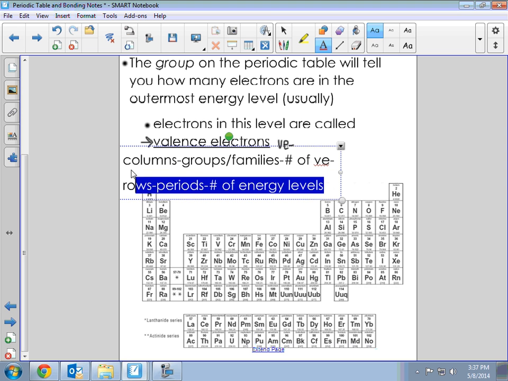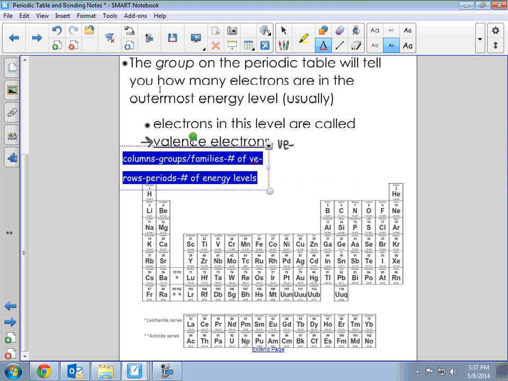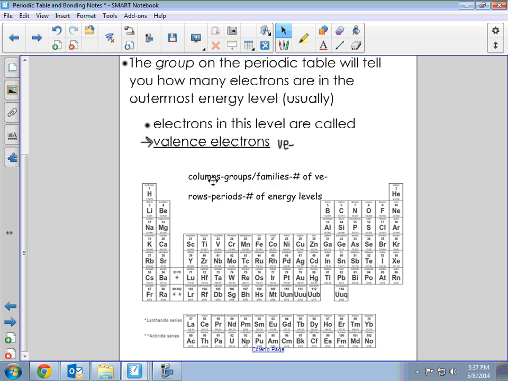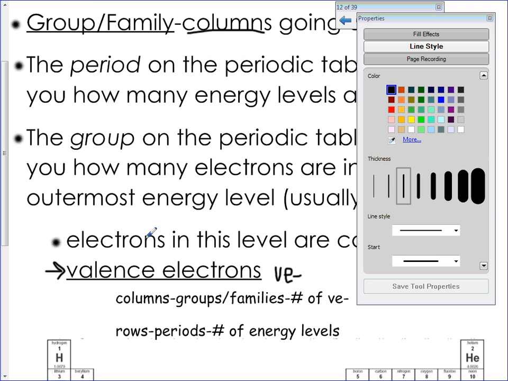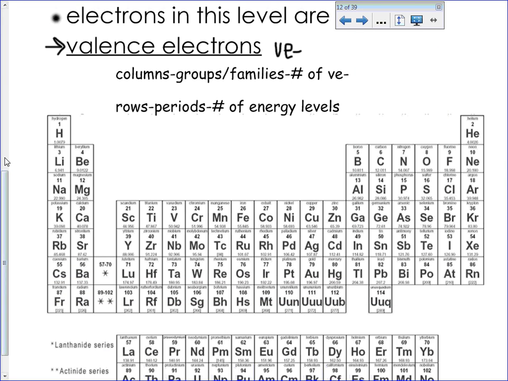Okay, so just kind of jot that down somewhere on your periodic table. And then I also want you to write the numbers. So our columns are our groups or families, and that tells you the number of valence electrons. So the hydrogen family here, we'll tell you the true name, alkali metals, later, has 1 valence electron. This family that begins with beryllium has 2 valence electrons.